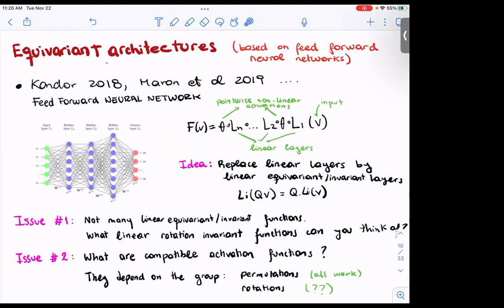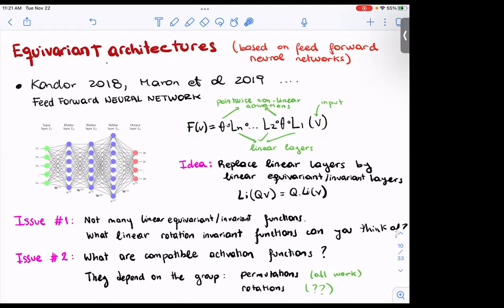One way of doing this is via defining equivariant architectures. If you're familiar with the classical feed-forward neural network, it would be something to keep in the back of your mind. The idea is that in a feed-forward architecture, you have some linear layers composed with nonlinear activation functions. So you start with your input, you apply a linear layer, you apply a nonlinear activation function, you apply a linear layer, et cetera. That's basically the classical neural network architecture from the 90s.